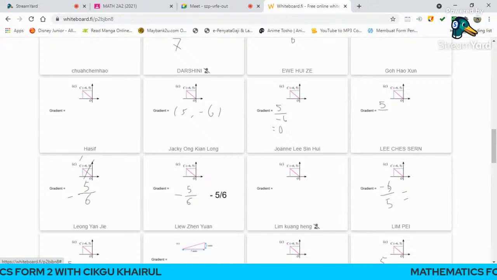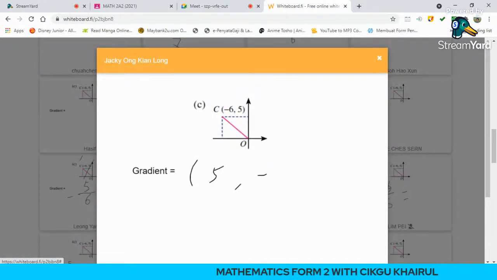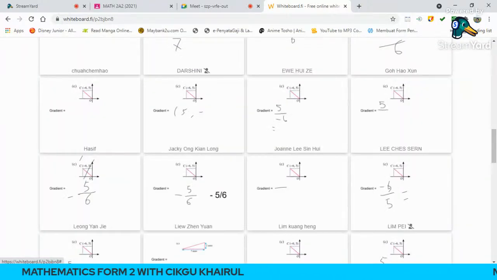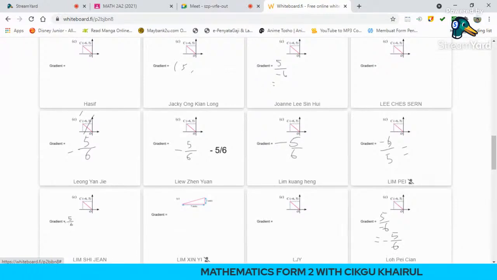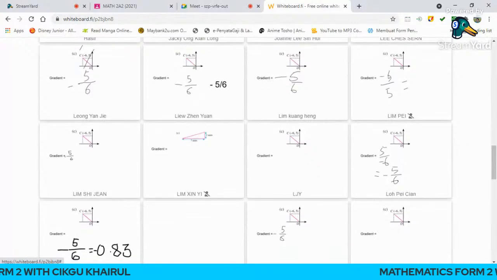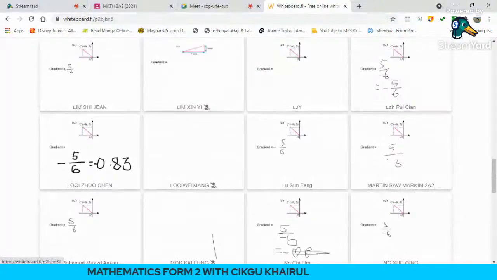Okay, someone is still writing. Jackie, this one you write the coordinate. Actually, it's not correct. The answer should be in fraction, not in coordinate. Okay, Liu Zhenwan writes negative 5 over 6. Okay, very good. Lim Kwang Heng also same. Liu Yanjie also same. Lim Pei, sorry, wrong. Low Pei, okay, Low Pei very good. So far, I see Low Pei's answer is very good.